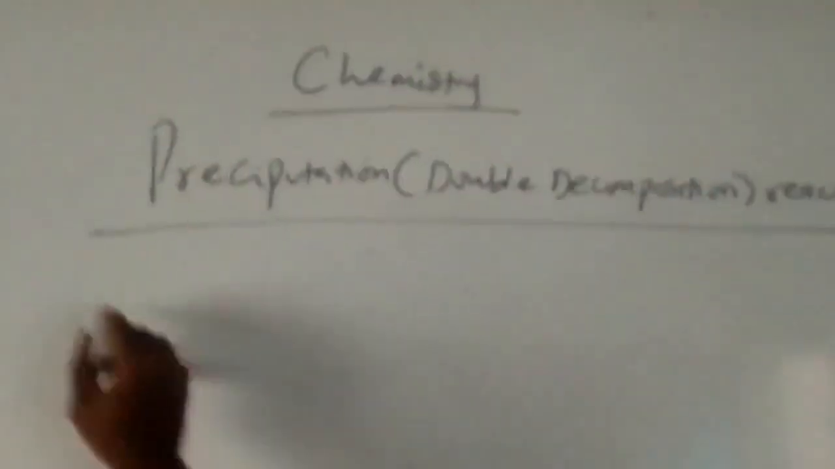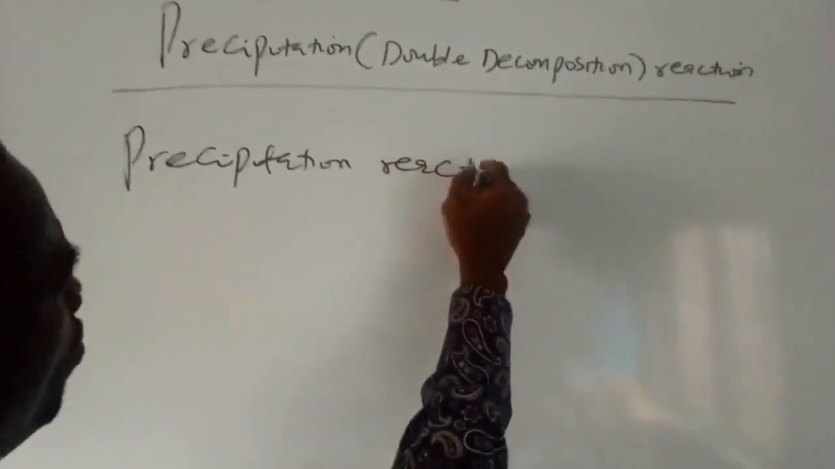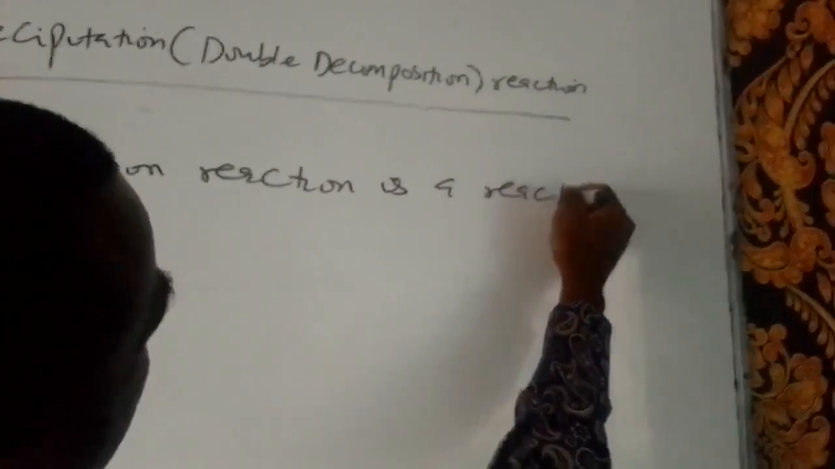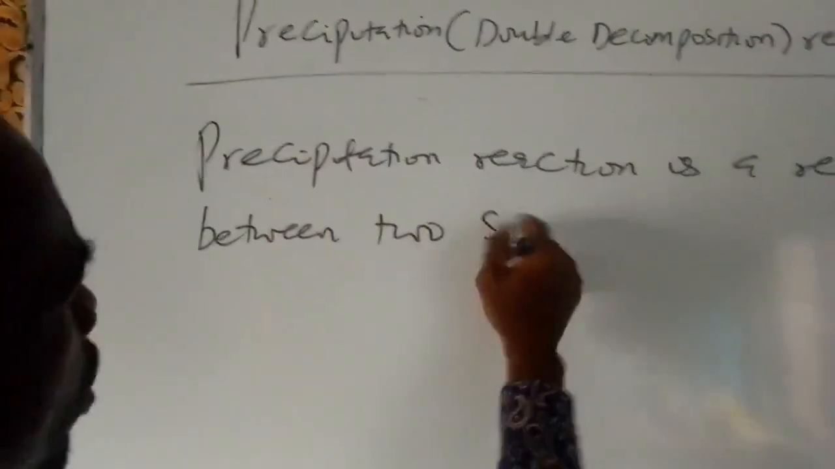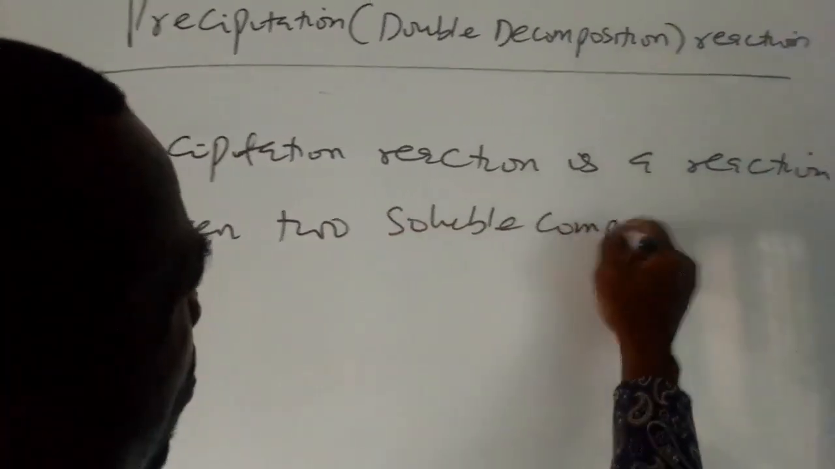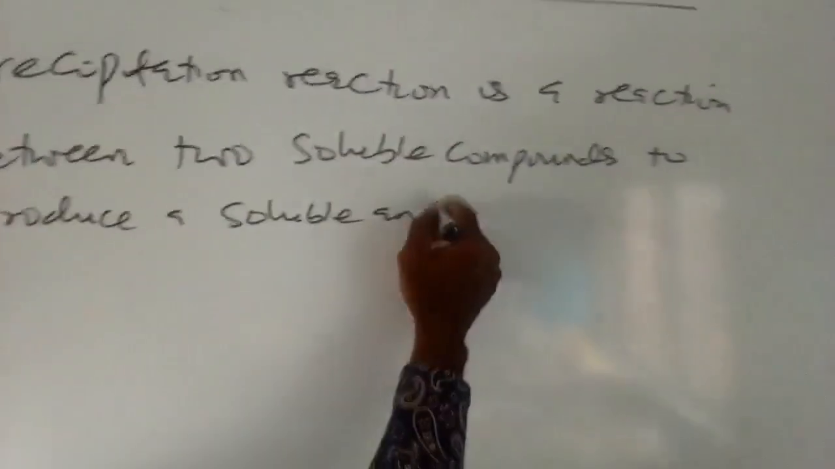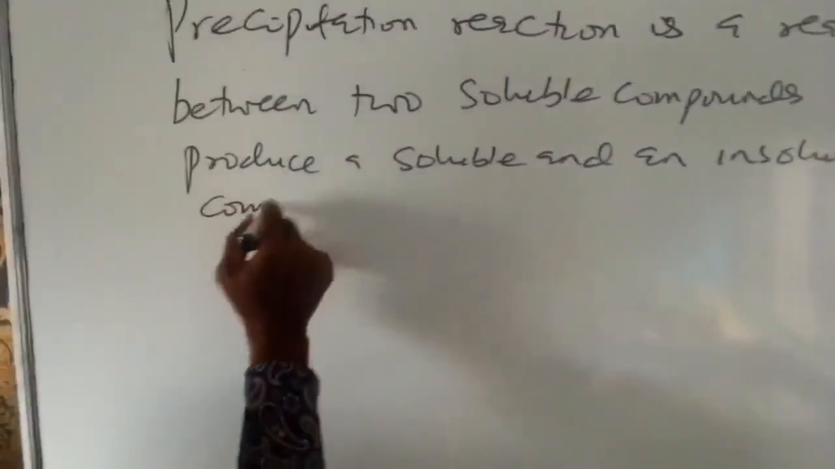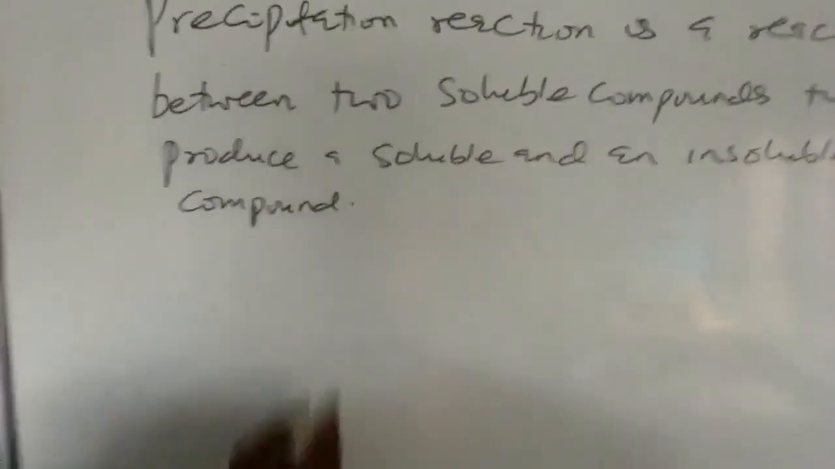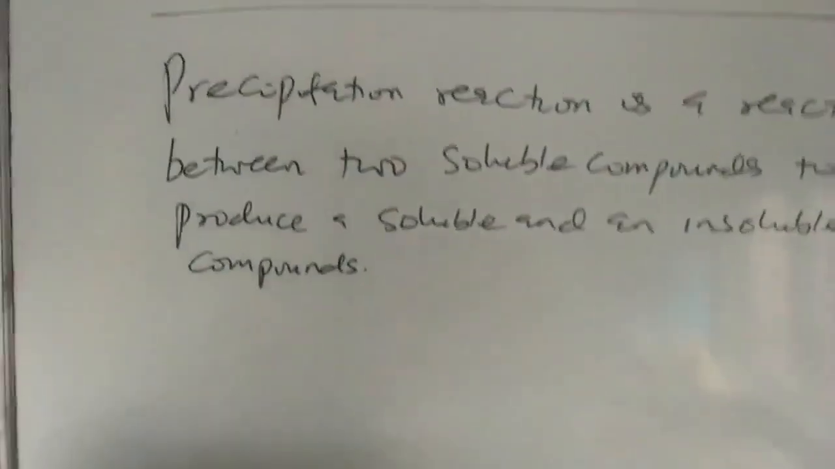We say that precipitation reaction is a reaction between two soluble compounds to produce a soluble and an insoluble compound. So two soluble compounds to produce a soluble and an insoluble compound.